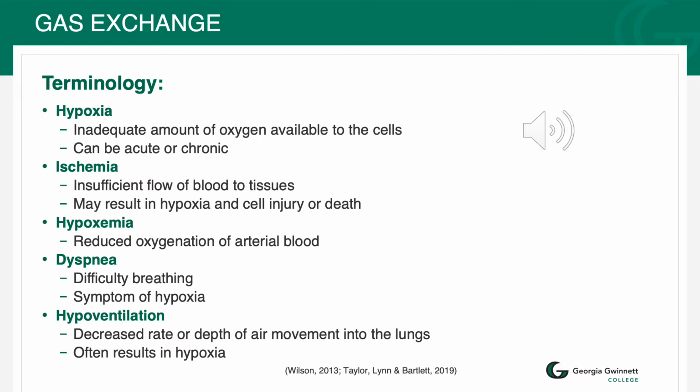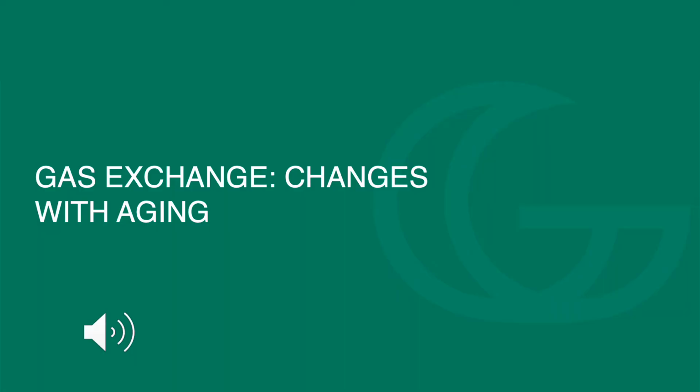Dyspnea is a symptom of hypoxia. It's when somebody's telling you they are having a difficult time breathing. And then hypoventilation is a decreased rate, or it could be depth, of air moving into the lungs. It's often a result of hypoxia as well. Hypo is low, right? So they're not being ventilated enough to have adequate oxygenation. The second learning outcome is to identify respiratory changes associated with aging. So we're going to take a look at that right now.